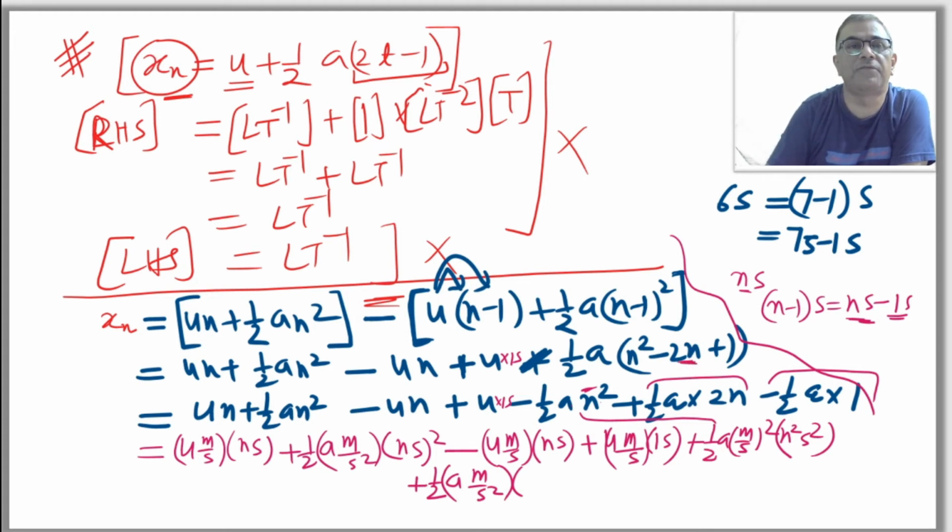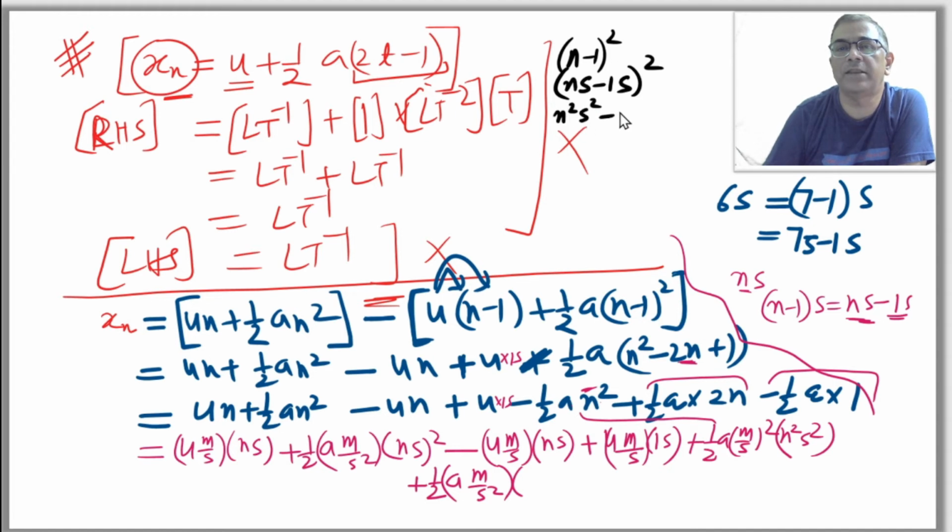Be slightly careful. As I write this, just check what I am writing. (n minus 1) whole square. In fact, in place of this, I wish to write (ns minus 1s) whole square. Just open this bracket. This is n square s square minus 2 times ns into 1s, and then plus (1s) whole square. Is that right? And if you want, you can take s square as common.